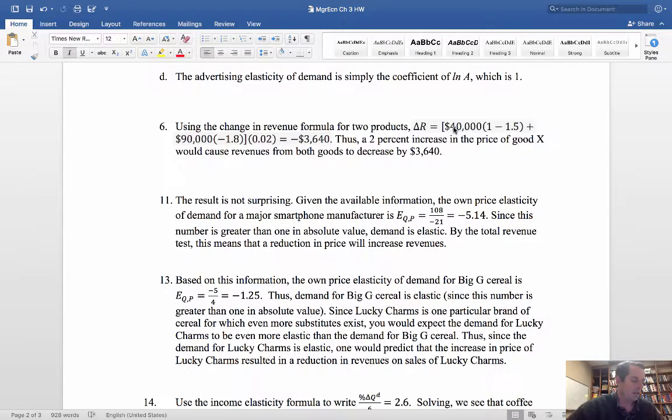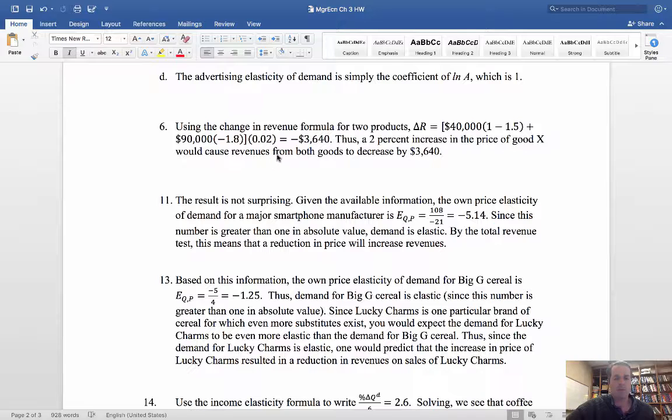If you can just plug in the various values, so 40,000 is the revenue of X, this 1.5 is the elasticity of X, then 90,000 is the revenue for Y, minus 1.8 is the cross price elasticity, and then there's a 2% change in the price. So at a get an answer level, it's just plug and chug.